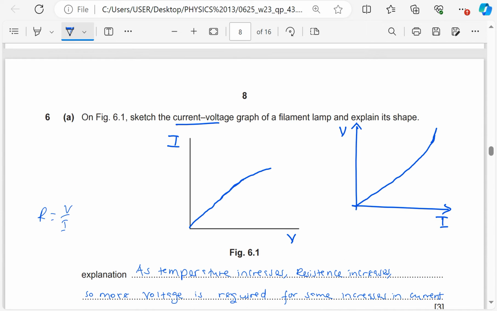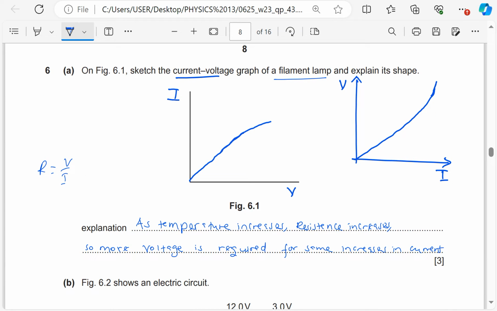I'm saying for a filament lamp, it only glows when temperature increases. Why does the curve become horizontal? It's because as temperature increases, resistance also increases. And when resistance increases, it means you need more voltage to cause a small change in current. So that's why the curves look like that. They are bending, they become flatter on the side of the current.